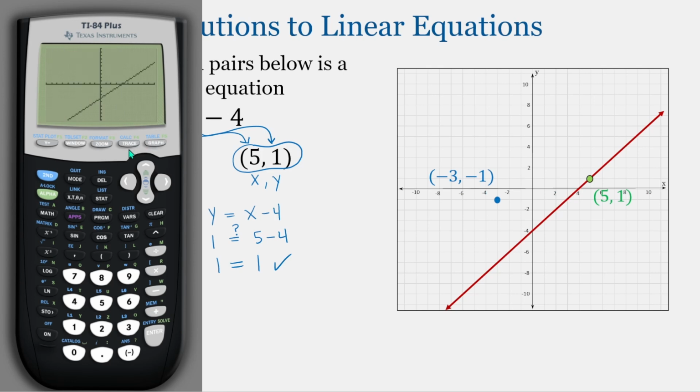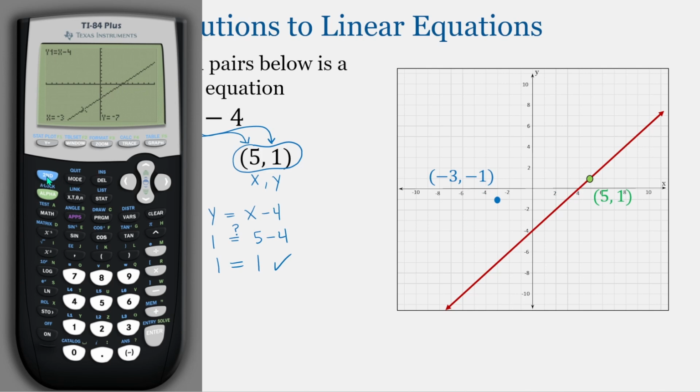A third way we can do this is by doing a calculation. So we're going to use that calc above trace. We're going to hit second calc, and we're going to find a value. We're going to just hit enter to select value, and we're going to enter in a value for x. So let's enter in negative 3. So negative 3, enter. And that says it should have a y value of negative 7. Again, we have negative 1. So that ordered pair is not a solution.